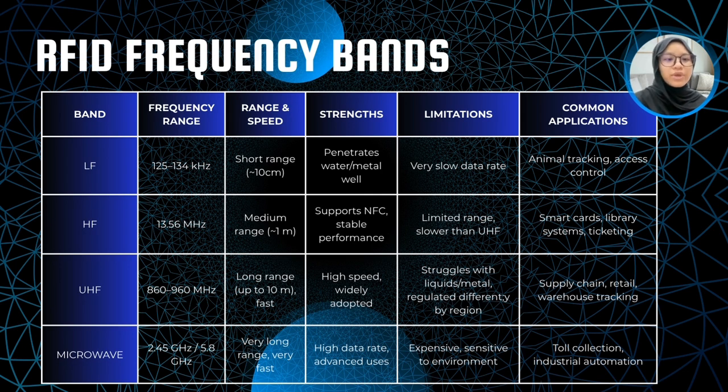Lastly is microwave. Microwave operates at very high frequencies, which is between 2.45 GHz and 5.8 GHz. This band allows very fast communication and long ranges, but it is costly and sensitive to interference. Microwave is used in specialized systems like toll collection, industrial automation, and medical applications.